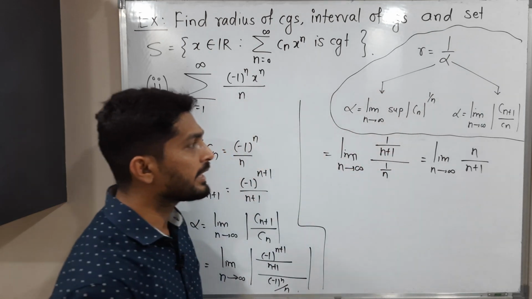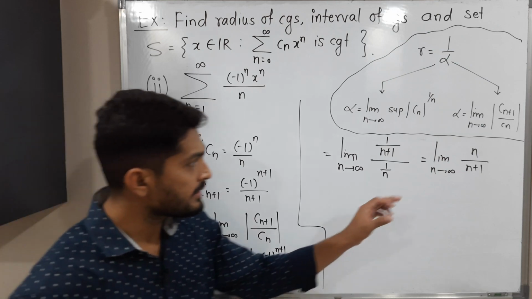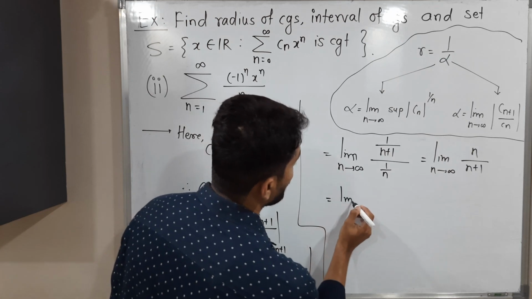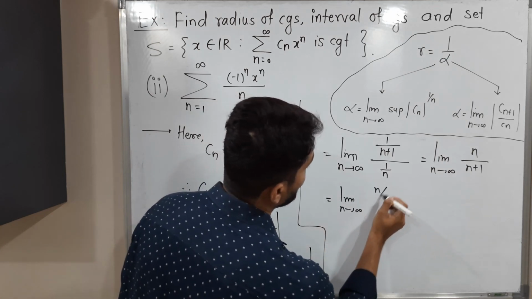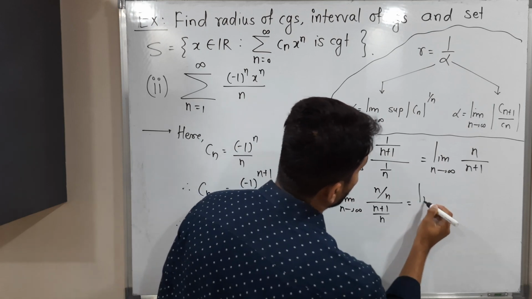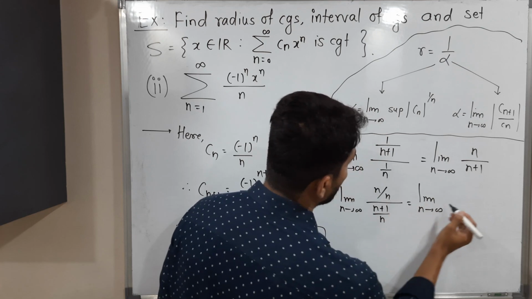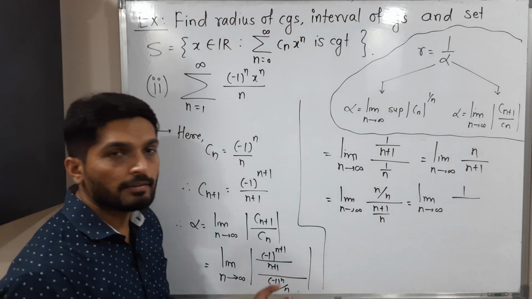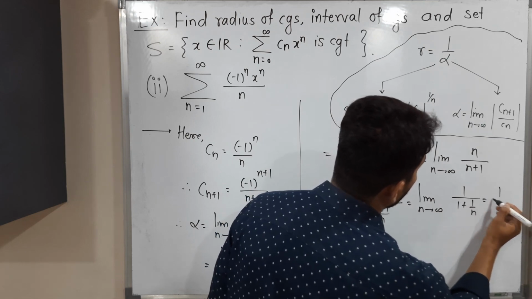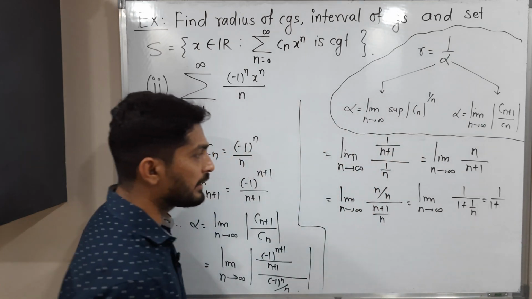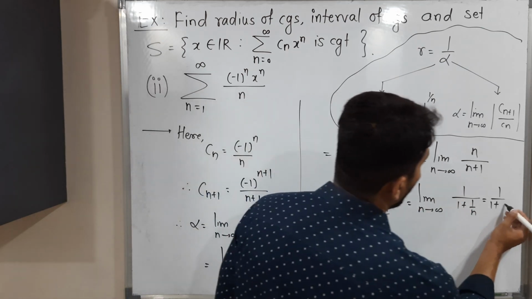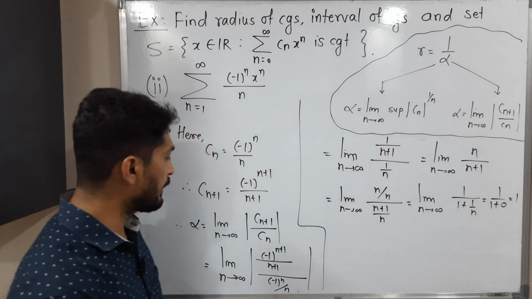So there is a very simple technique to find the value of this limit. Let us divide numerator and denominator by n. Since the highest power of n is 1, I am dividing the numerator by n and the denominator also by n. So the limit as n tends to infinity, n cancels. In the denominator I will divide separately, so 1 plus 1 by n. If we apply the limit as n tends to infinity, 1 by n is 0 and finally its value is 1. Okay, so the value of alpha is 1.